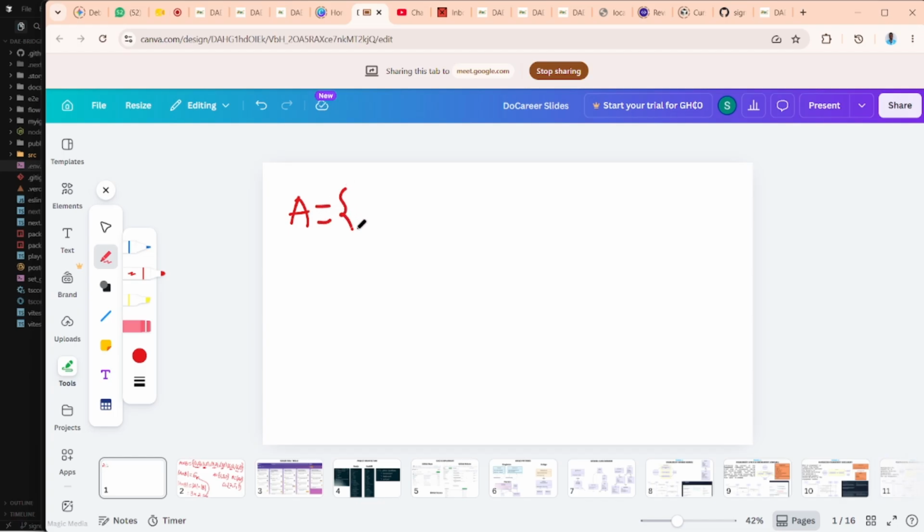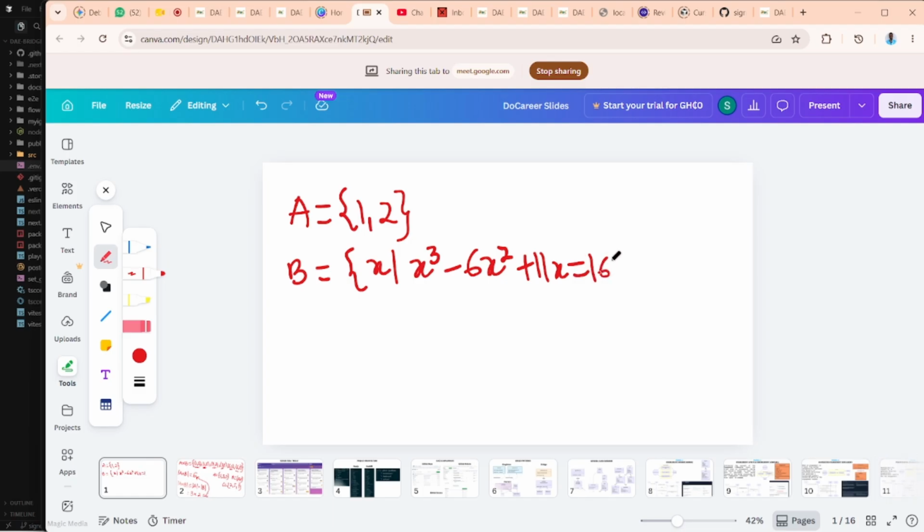Let me see. A equals {1, 3}. B is the set of x such that x cubed minus 6x squared plus 11x equals 16. Hmm, no, A is {1, 2}. So we are trying to find if A equals B. So this is the question. Do you get it? Yes. All right.